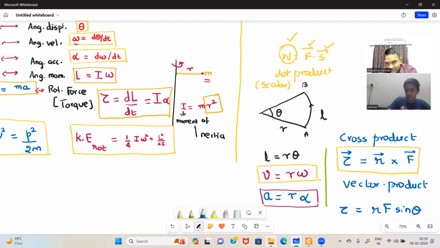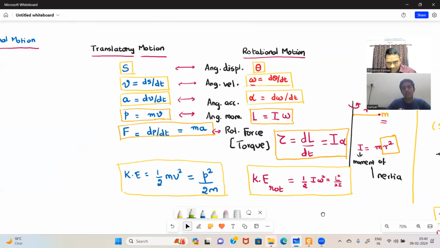And if theta is 90, then sin 90 becomes 1. That's when the formula you told becomes valid. Tau is equal to what? RF. Right, sir. But ideally the definition is R cross F. This is also important, but this list of formulae is very, very important.